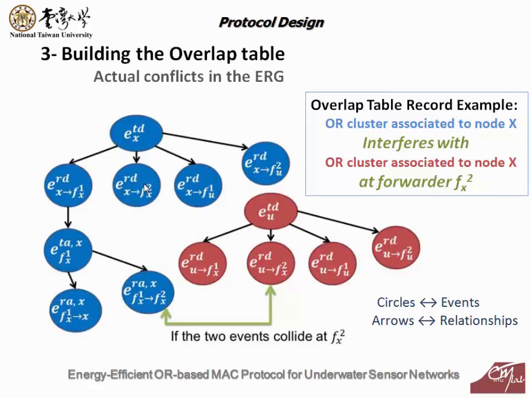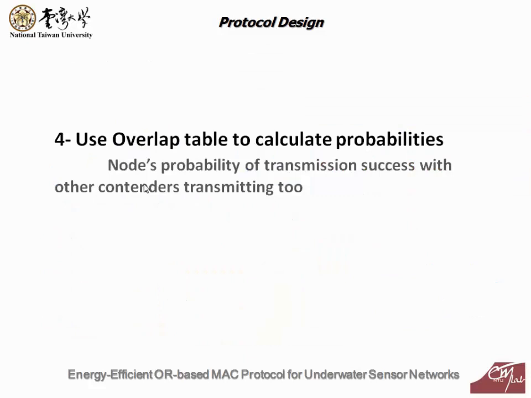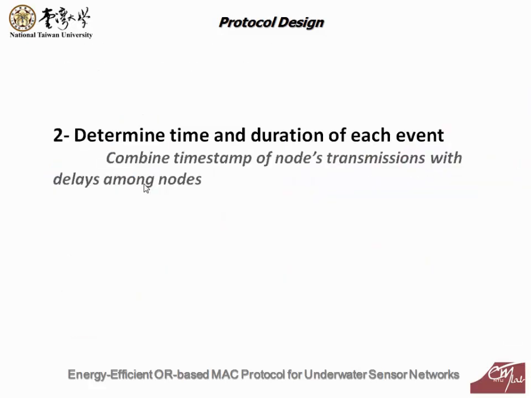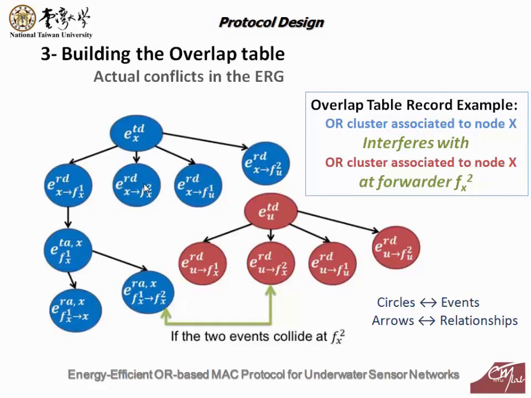Okay, the third step is to build the overlap table. With all the data of the durations that we have seen before, with all the data we have from the nodes, we are using an algorithm to build this table. In this example, we can see this is a transmission node, this is another transmission node, and they want to transmit at the same time. And the blue cluster will interfere with the red one if the overlap table says so. And in those cases, we will have a problem.